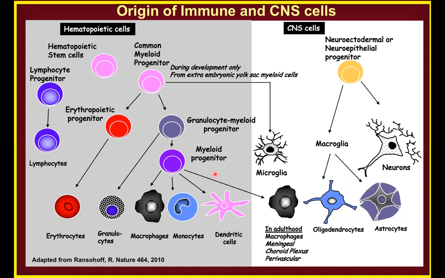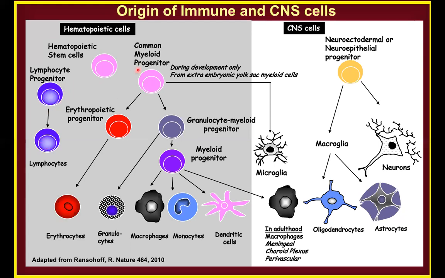So what this slide is showing you is that here in the hemopoietic cells, hopefully you know that all of your peripheral immune cells and your red blood cells come from the bone marrow. And these are the hemopoietic stem cells. Hemopoietic just means blood origin. There are common myeloid progenitors and common lymphoid progenitors. Let's start here with the lymphoid progenitor. They give rise to lymphocytes, which are the T and B cells.